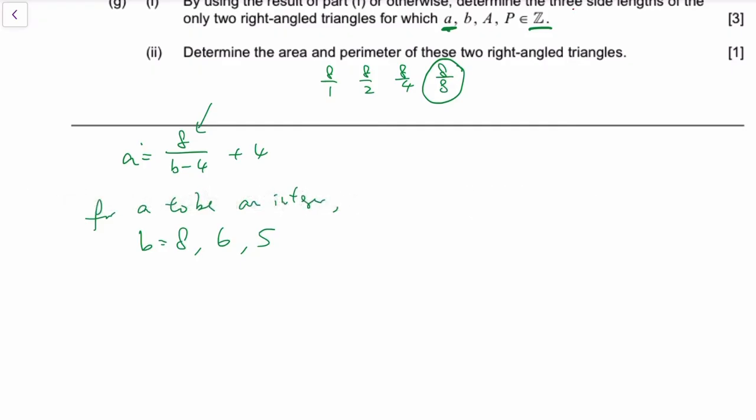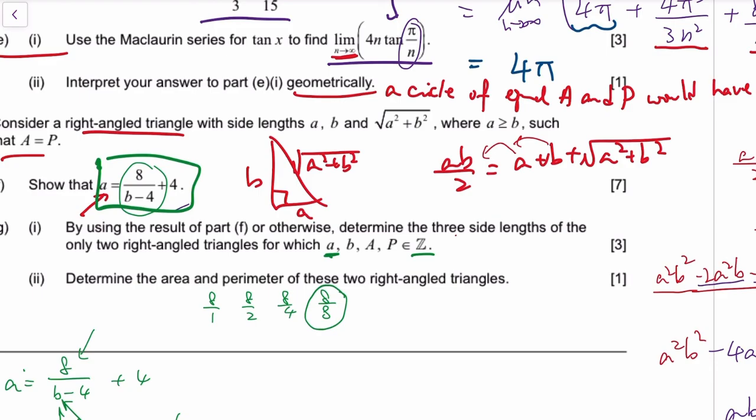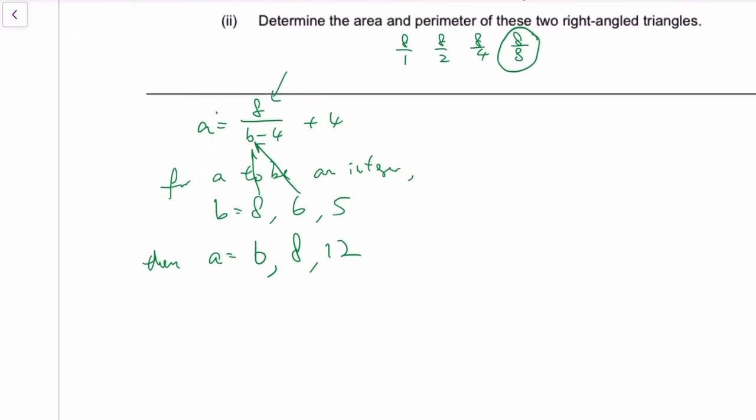Alright, if B is 8, then A, okay, if B is 8, you put it in, then it's 8 over 4, 2 plus 4 is 6. If it's 6, then you get 8 over 2, so 4 plus 4 is 8, or 5. Put it in, 8 over 1, so 12. But the question says A has to be bigger than B, so this doesn't count. But since A is bigger than B, therefore it's either A is 8, B is 6, or A is 12, B is 5.